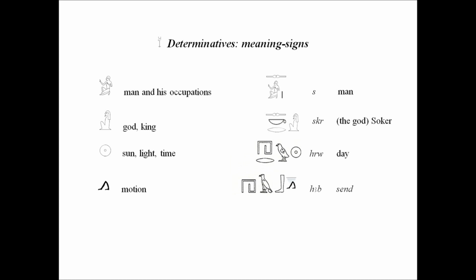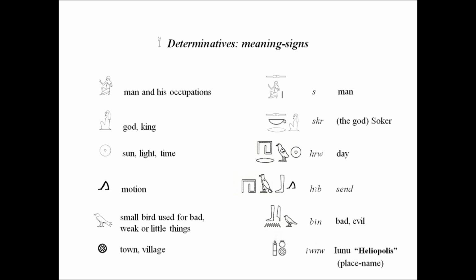Here we have a bird, a small bird, used for bad, weak, or little things, transliterated as Bin, for bad, evil. Finally, we have a town, a village, a sort of schematic, transliterated here as Iunu. Iunu is an Egyptian word, which in Greek is Heliopolis, city of the sun, and this is a place name.